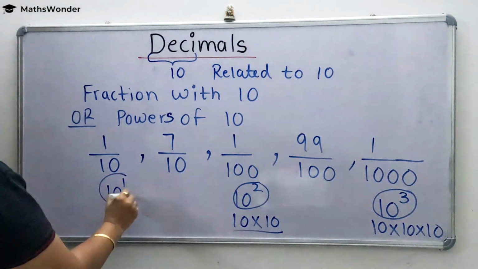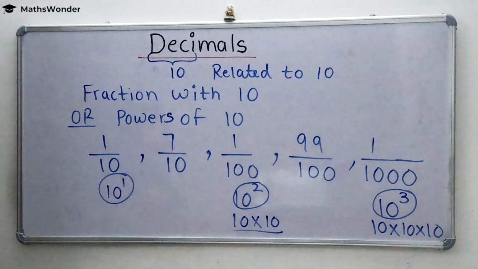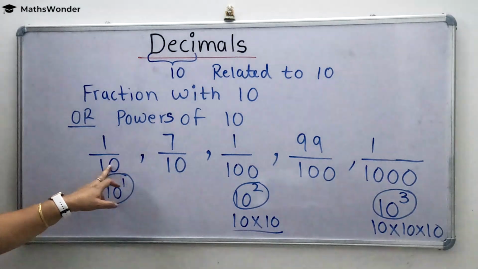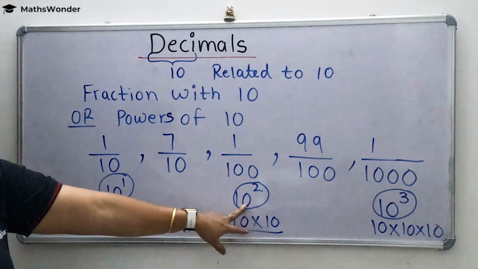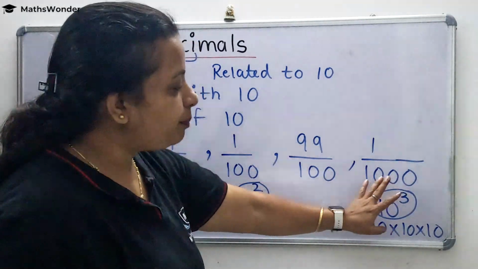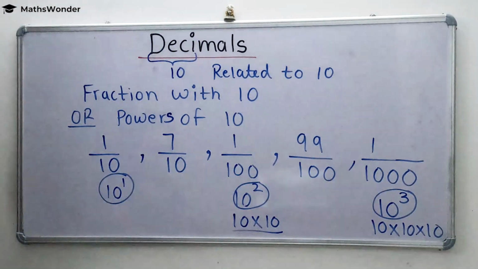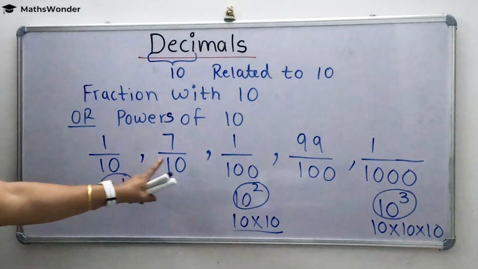These are exponents, the notation of the power of 10. 10 you can write with power 1. 10 squared means there are 2 zeros. 10 cubed means the power of 3, which means there are 3 zeros. We will discuss squares and cubes in the higher grades, but I just wanted to explain the meaning of power of 10. That's it. So these are some decimal fractions.